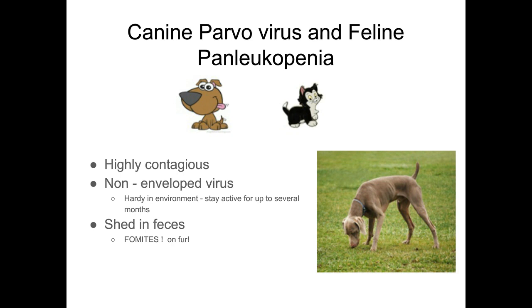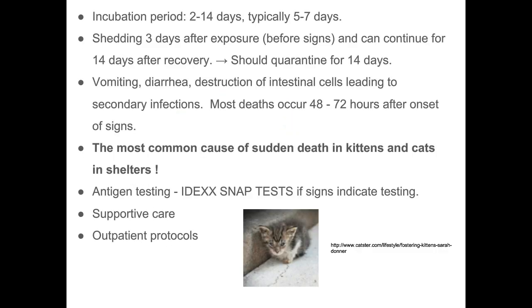Here's my chart on the parvo. This is talking about feline panleukopenia. It's the most common cause of sudden death in kittens and cats in shelters. It's a type of parvovirus. It's also transmitted through direct contact or fecal contamination.